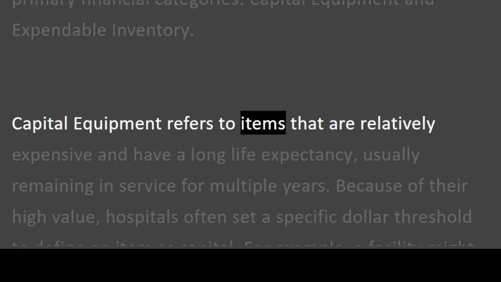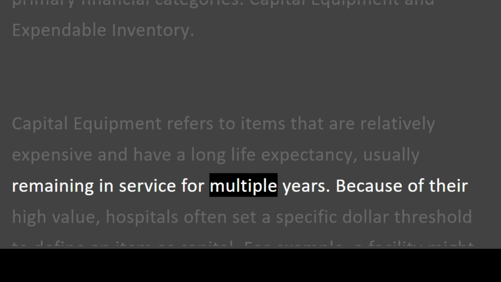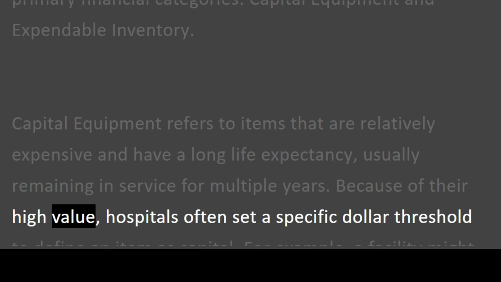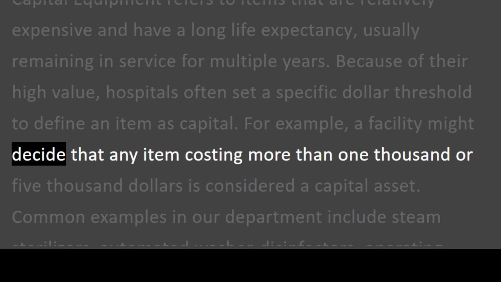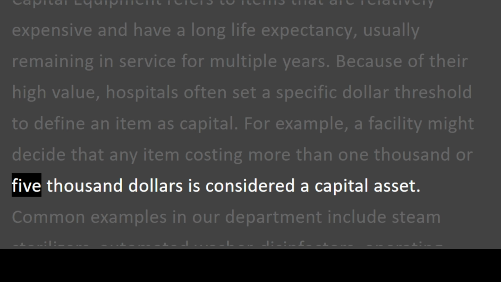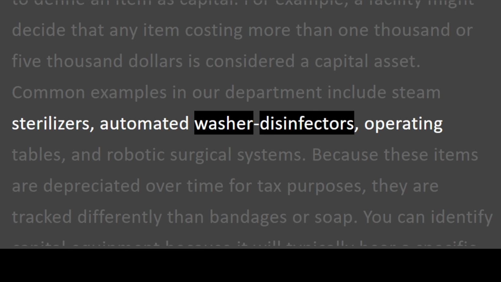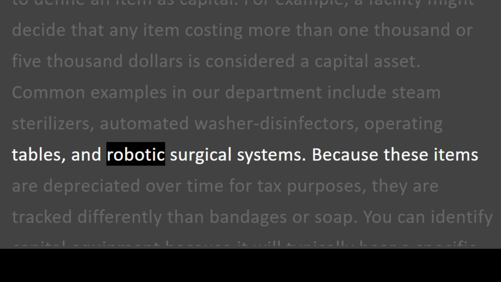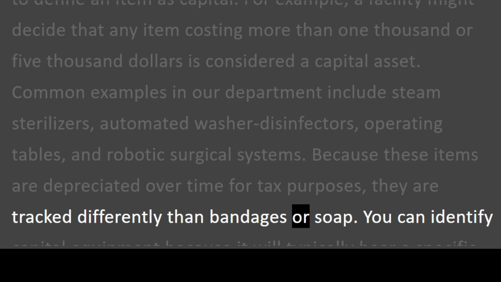Capital equipment refers to items that are relatively expensive and have a long life expectancy, usually remaining in service for multiple years. Because of their high value, hospitals often set a specific dollar threshold to define an item as capital. For example, a facility might decide that any item costing more than $1,000 or $5,000 is considered a capital asset. Common examples in our department include steam sterilizers, automated washer disinfectors, operating tables, and robotic surgical systems. Because these items are depreciated over time for tax purposes, they are tracked differently than bandages or soap.